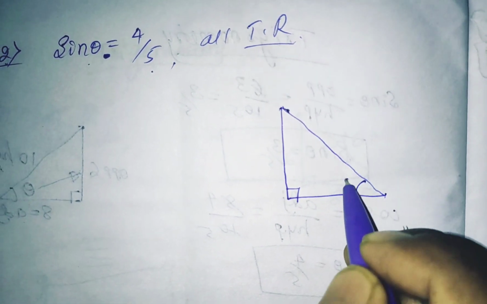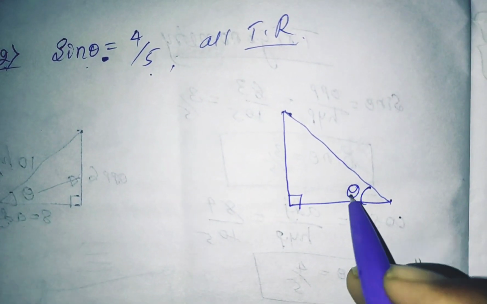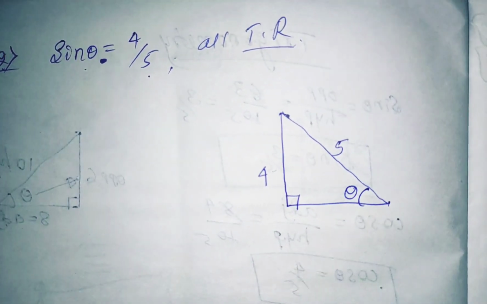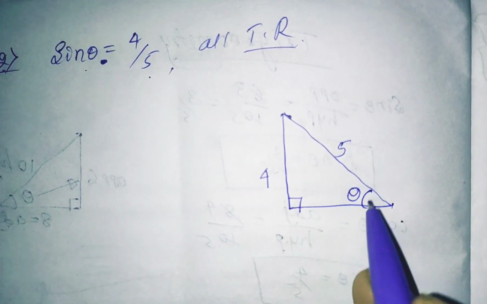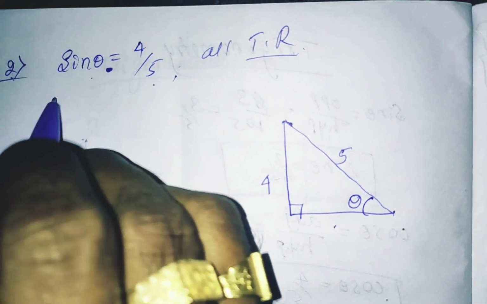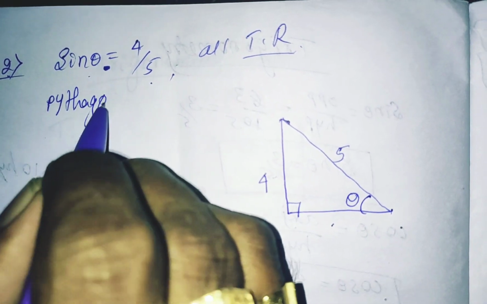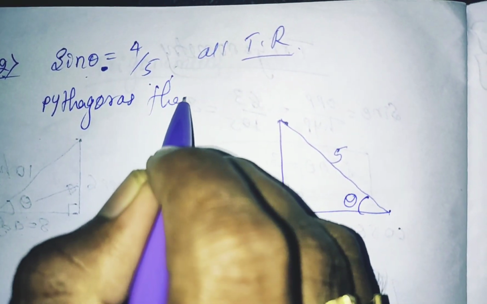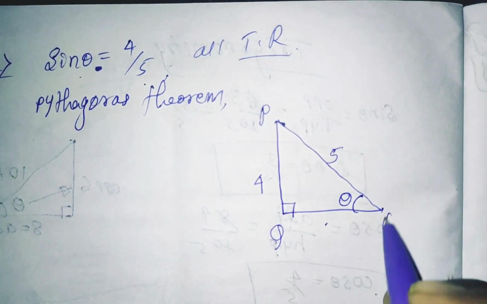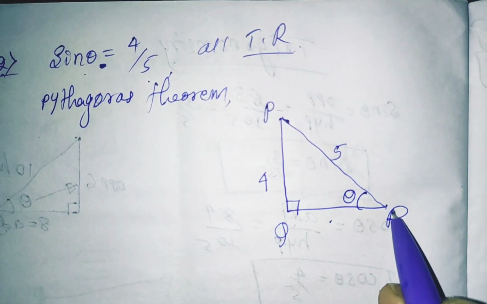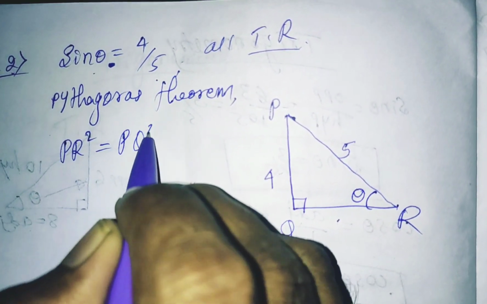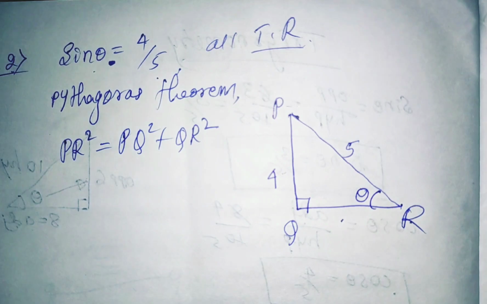You can take any one here. This is theta. Then for sin theta, this is opposite 4, hypotenuse is 5. Of course, by Pythagorean triplet you can find out this, or else by Pythagoras theorem. You can take the vertices PQR, then PR is the hypotenuse here. PR square is equal to PQ square plus QR square.